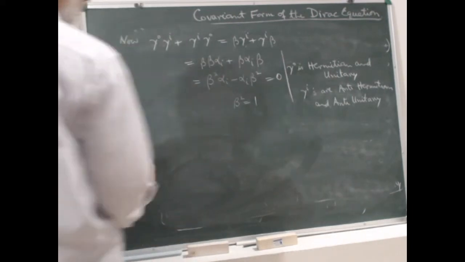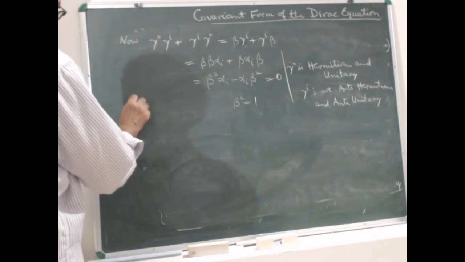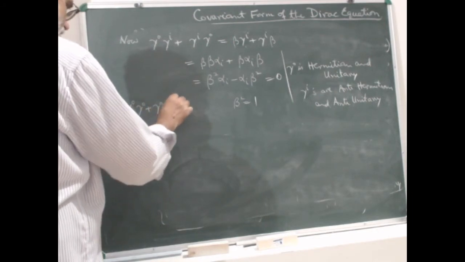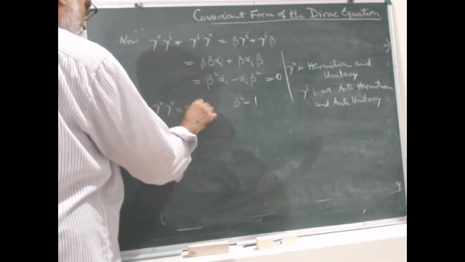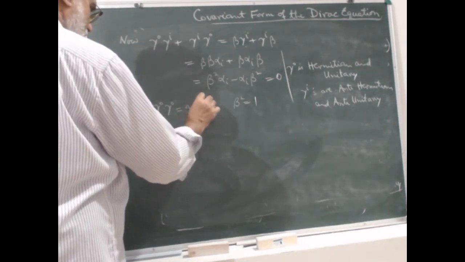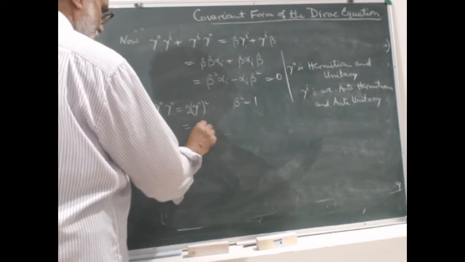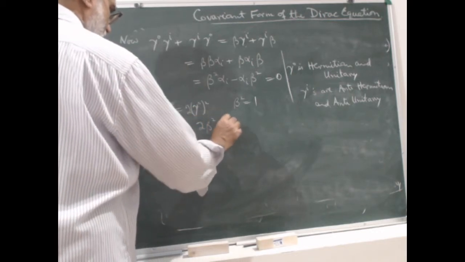Now take both as gamma 0 plus gamma 0. This will be 2 times gamma 0 square, which is 2 times beta square, which is 2.